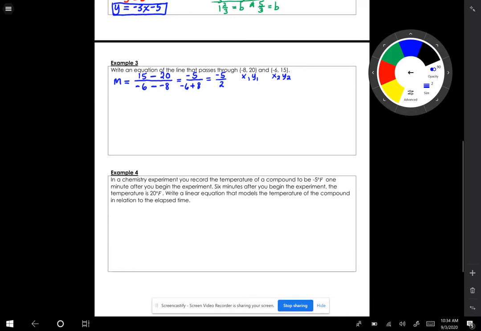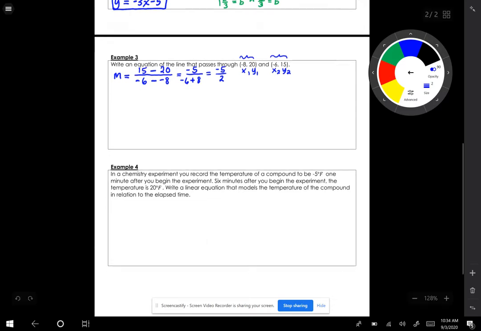Step 2, we're going to choose one of the points. So you have 2 points to choose from. You can choose this one, or you can choose this one. And I like to choose the smaller of the numbers, or the ones that are positive, but it doesn't matter which you choose. So I'm going to choose (-6, 15). And then I'm going to use point slope because I know my point and I know my slope.